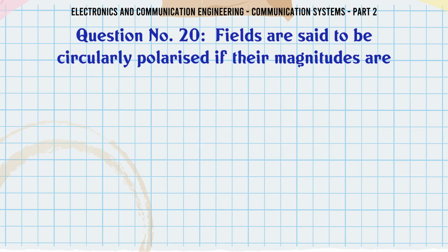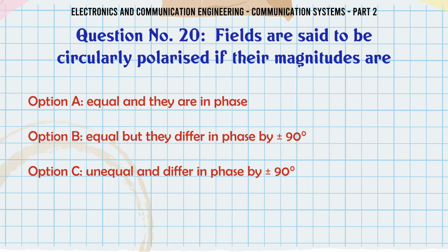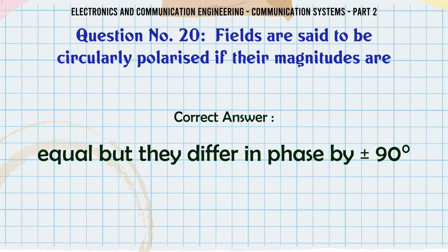Fields are said to be circularly polarized if their magnitudes are: A. Equal and they are in phase, B. Equal but they differ in phase by 90 degrees, C. Unequal and differ in phase by 90 degrees, D. Unequal but are in phase. The correct answer is equal but they differ in phase by 90 degrees.